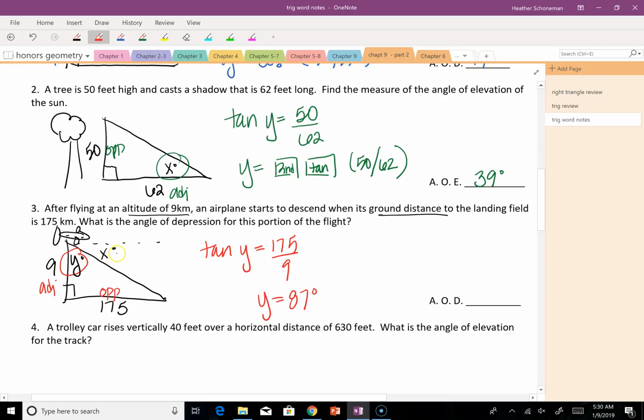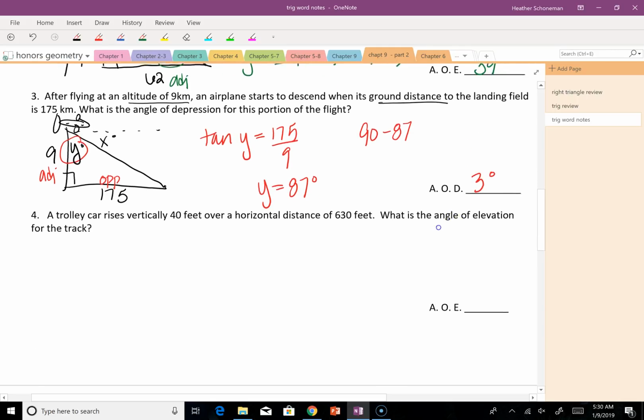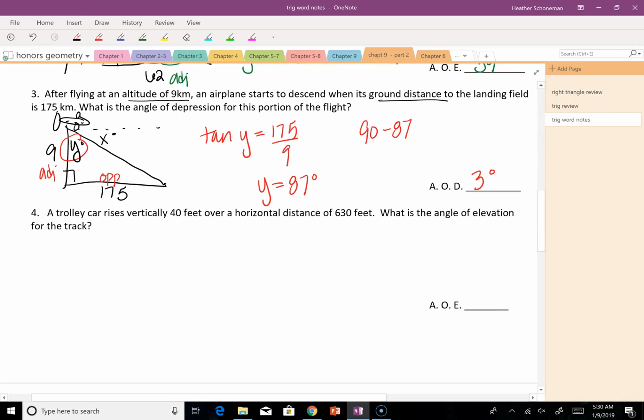But remember, that's inside the triangle. The angle of depression you want is outside. So you're going to do 90 minus 87, which is just 3 degrees, which is small, but that's good. You don't want your airplane to be in a nosedive.